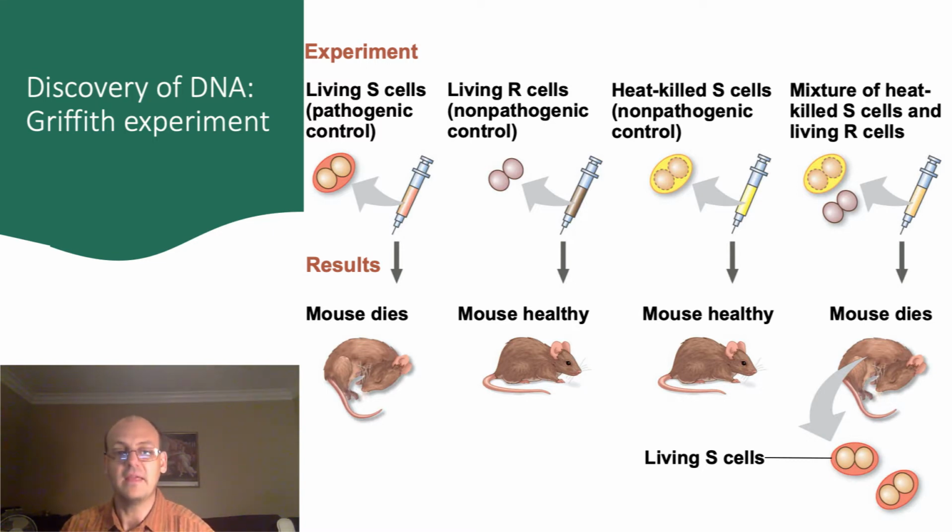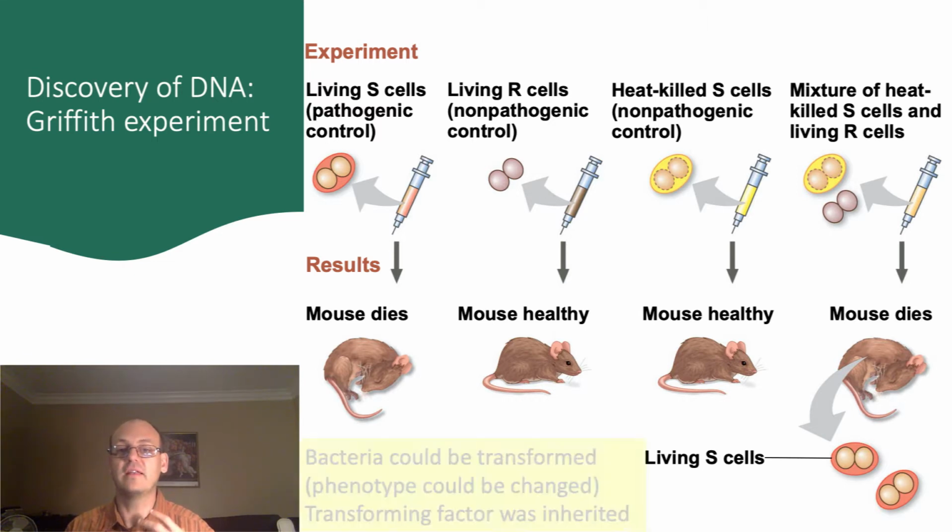Not surprisingly, if he heated the pathogenic cells to kill them, they could no longer kill the mice when injected. However, if he mixed together heat-killed pathogenic cells with the non-pathogenic rough cells, the result was pathogenic smooth cells that were capable of killing mice. So notice, neither of these 2 ingredients alone could kill the mice, but when they were combined, the non-pathogenic cells, the only living cells, were transformed into pathogenic cells.